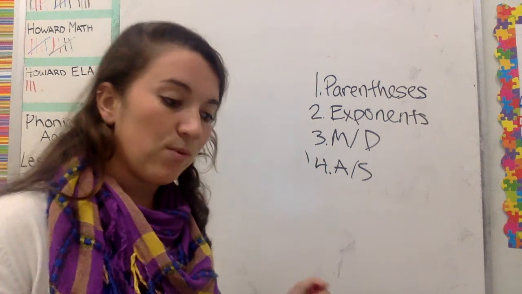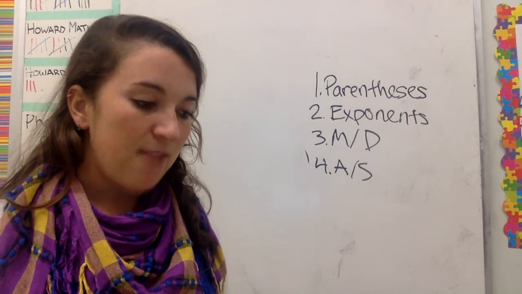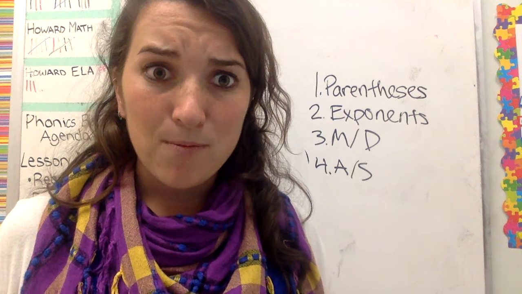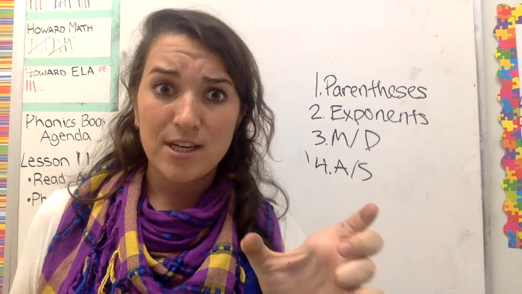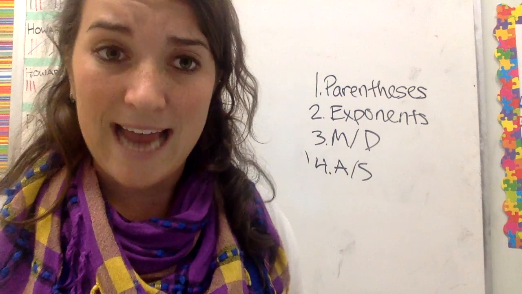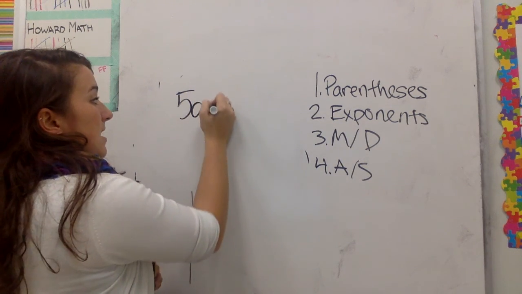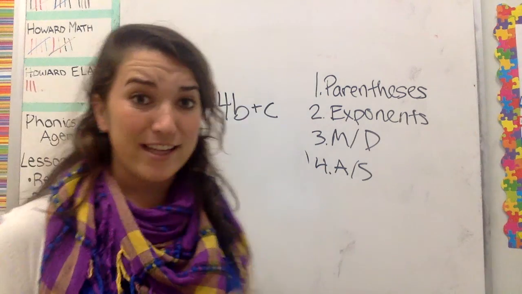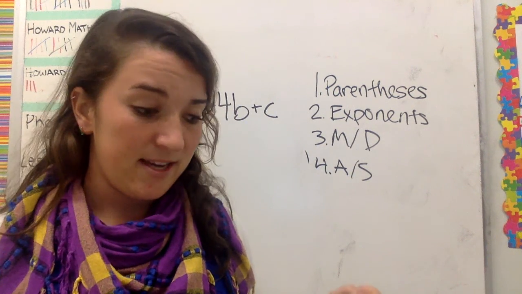The expression 3a plus 4b plus c can be used to find out how much Mrs. Perez spent on groceries for Mikey. Okay, I read that word problem, I already see an expression, so I'm going to stop. When I see an expression in a word problem, I need to write it down. So I have 5a plus 4b plus c, because I think that this is going to be important. Let's keep reading to see what we need to do with this.